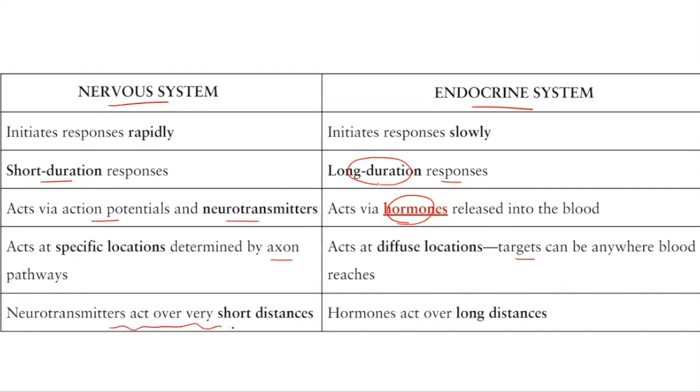Neurotransmitters act over short distances, as we know. The synaptic cleft, or the gap between the presynaptic neuron and the postsynaptic neuron, is very short and they're very close to each other. Whereas for the endocrine system, hormones can act over long distances.